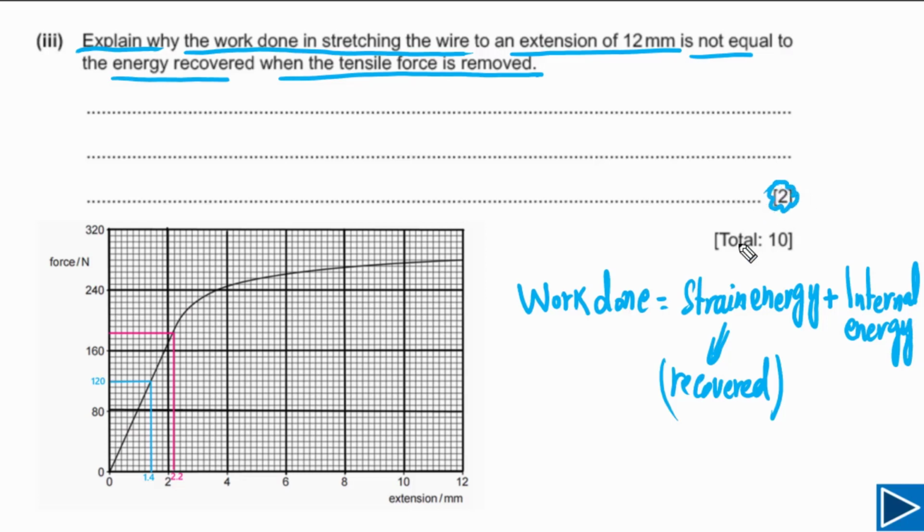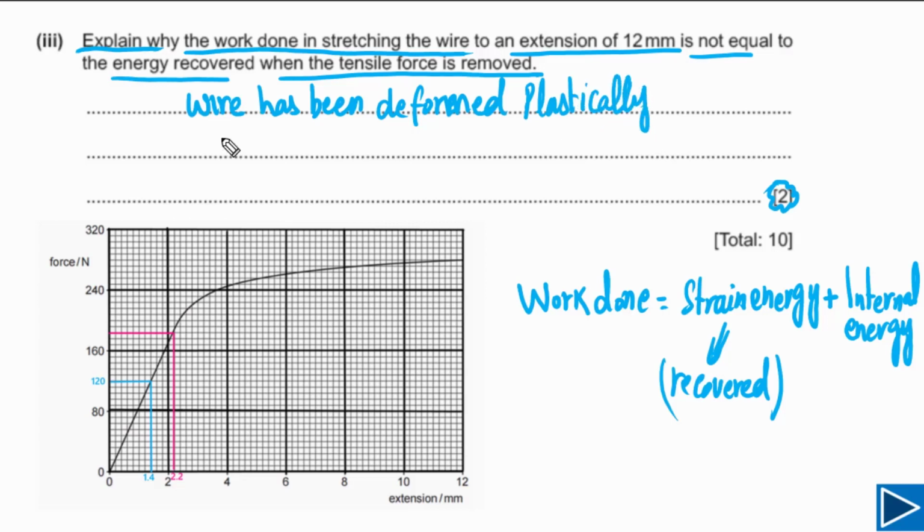So simply the first point we can write down: the wire has been deformed plastically. Means the wire has entered the plastic region. And the second one we can say energy becomes internal energy. Some amount of work becomes internal energy of the wire, or internal energy of molecules, and this is the potential energy of molecules.